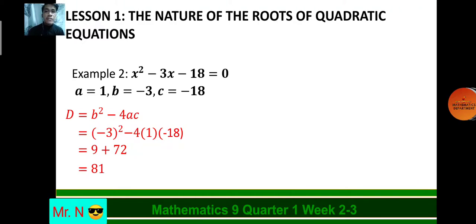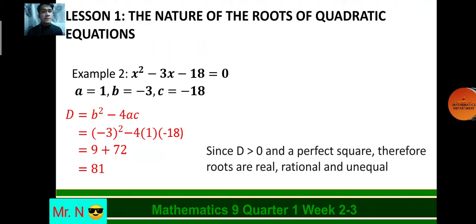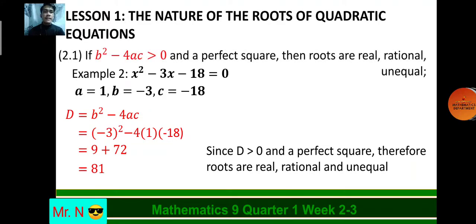Why? Because if you're going to get the square root of 81, the result is 9, a whole number, exact value, right? So therefore, the roots are real, rational, and unequal. All right? Another example.